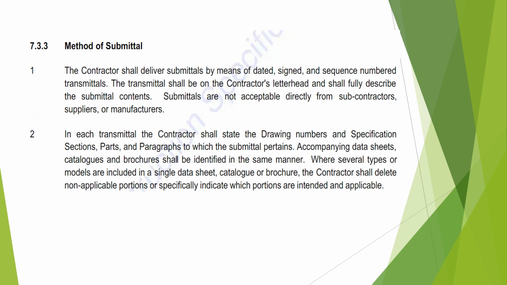In each transmittal, the contractor shall state the drawing numbers and specification sections, parts, and paragraphs to which the submittals pertain. Accompanying data sheets, catalogs, and brochures shall be identified in the same manner, where several types or models are included in a single data sheet, catalog, or brochure. The contractor shall delete non-applicable portions or specifically indicate which portions are intended and applicable.